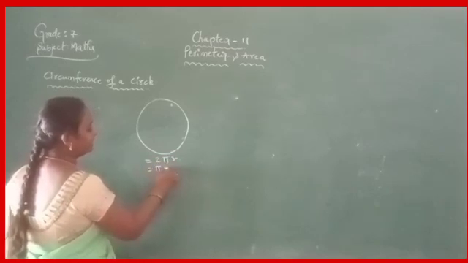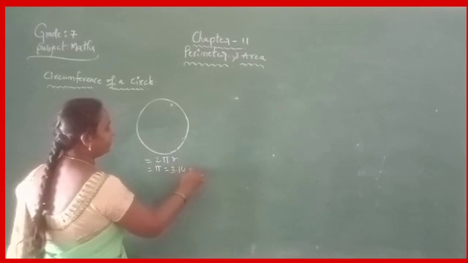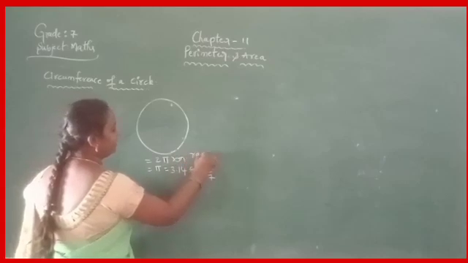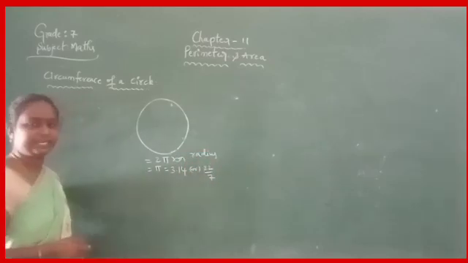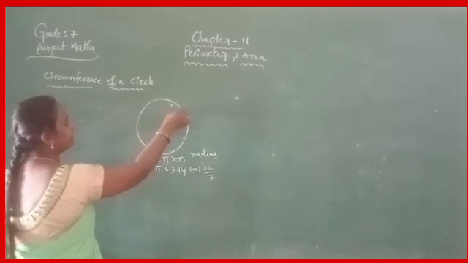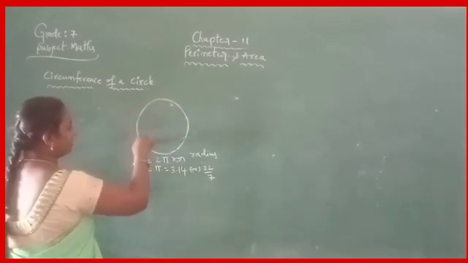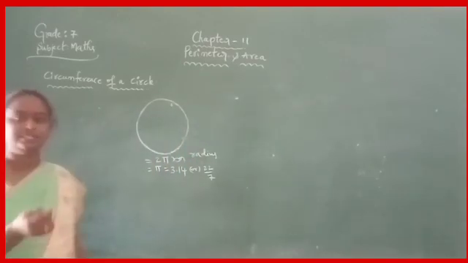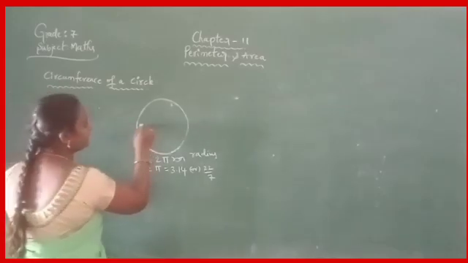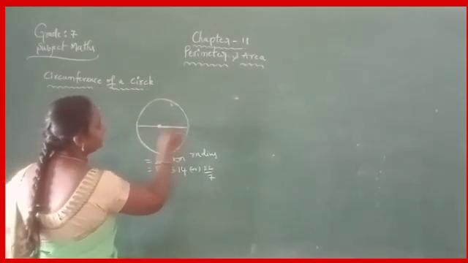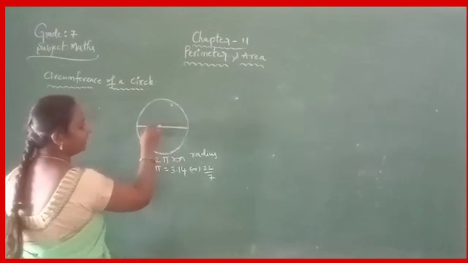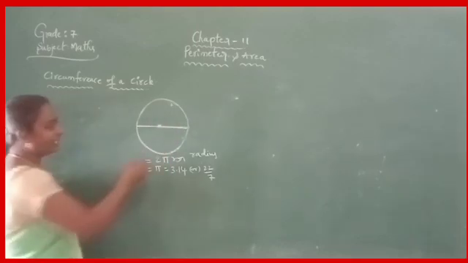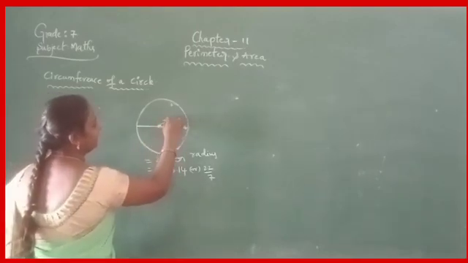Here the pi value is 3.14 or 22 by 7, and r is the radius. So what is the circumference? The distance around a circular region is known as the circumference. This is the diameter, and half of the diameter is the radius. So the radius is half of the diameter.